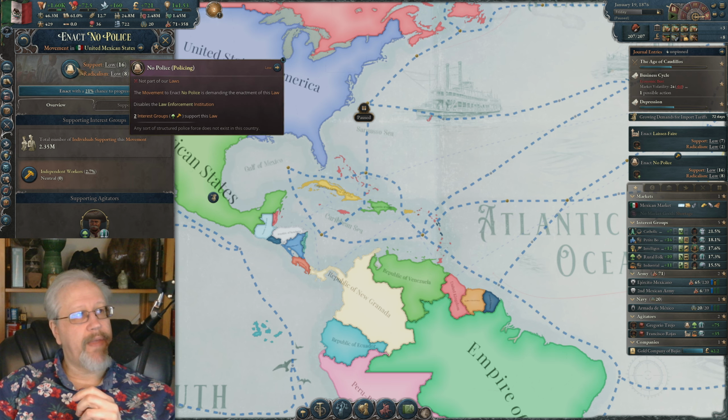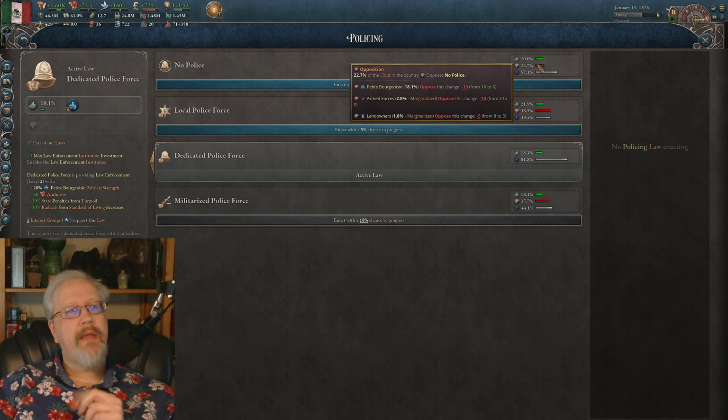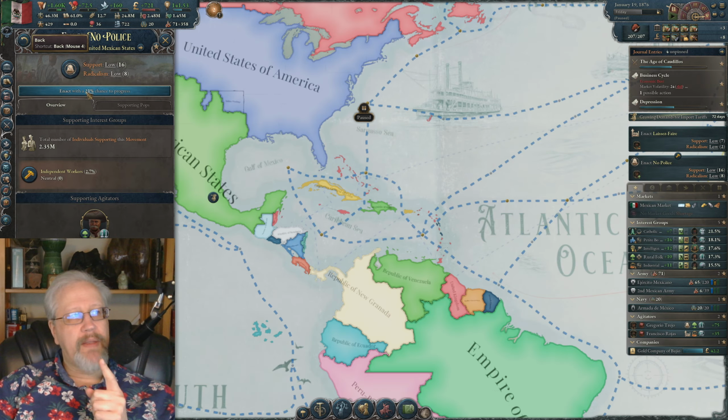Let's just take a look at that. I'm not going to enact it yet. If we did go to no police, we would make the petite bourgeoisie, armed forces, and landowners angry. They just oppose it, but they're not going to go into rebellion. But let's go back to that Catholic Church.